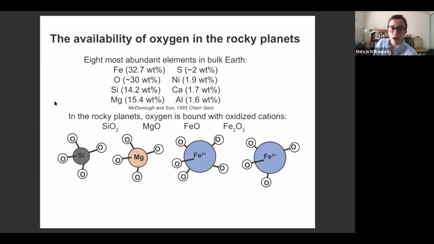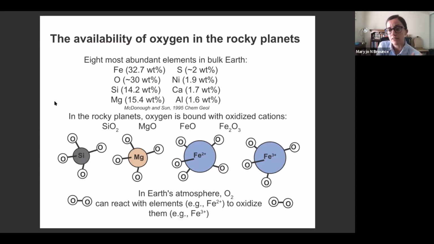But unlike the other elements on this list, most of the oxygen in the solid Earth is tied up by being bound with oxidized cations, right? So we are 32% by weight of iron, but a lot of that exists as iron oxides, as ferrous and ferric iron. And so a lot of the oxygen that's bound in the solid Earth is hard bound to those oxidized cations and is not active or reactive to promote reduction oxidation chemistry.